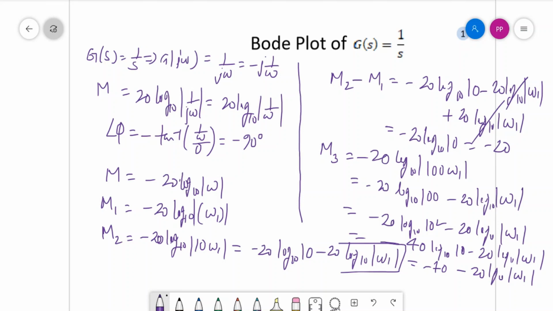So from here you can find that M3 minus M2 will again be minus 20. So if we draw the plot in magnitude, you will find that for every frequency, maybe omega 1, 10 omega 1, 100 omega 1, after each decade there will be a change of 20 decibels. Here this is minus 20 because it is coming down. So again, from here to here, you will see this is minus 20. So it has a straight slope of minus 20 decibels per decade.